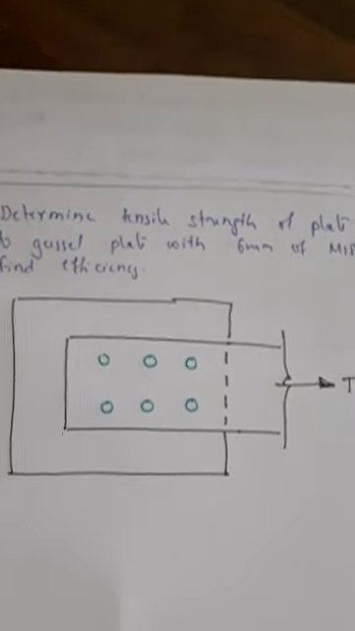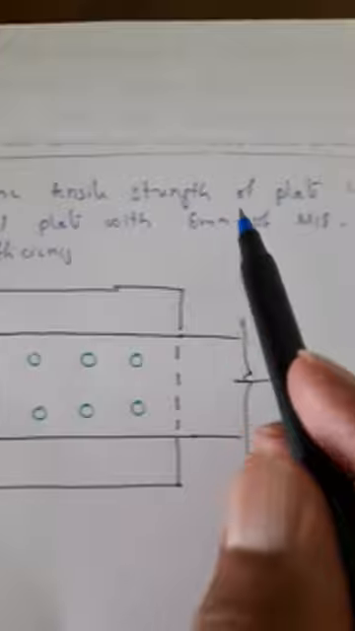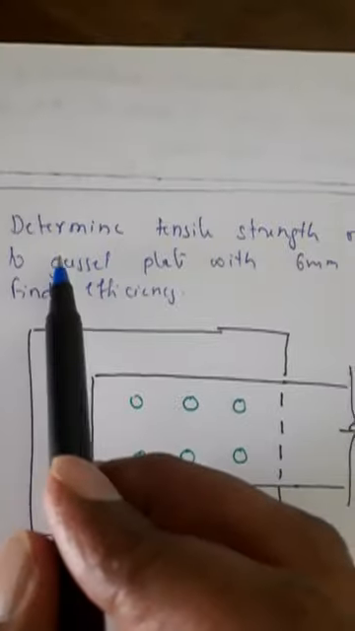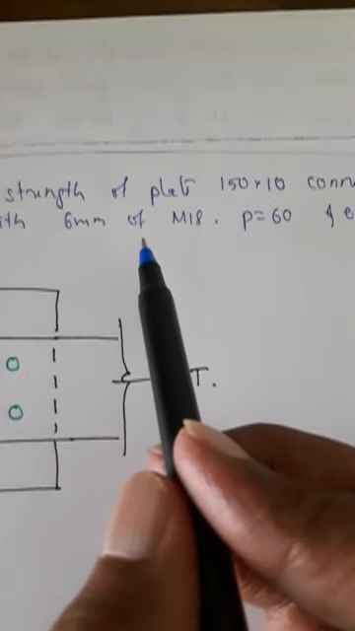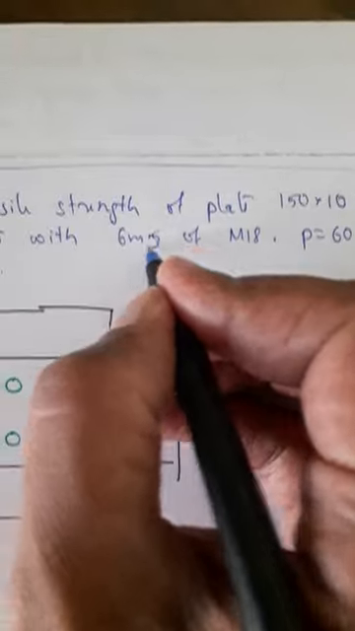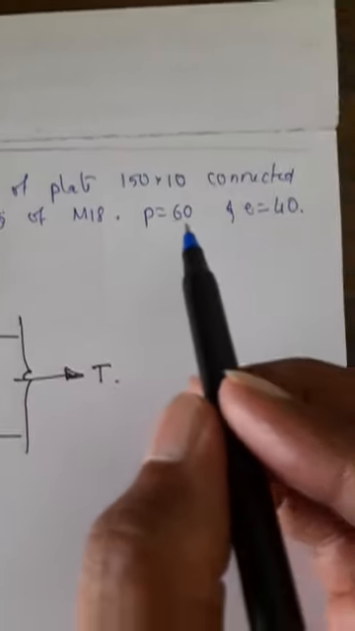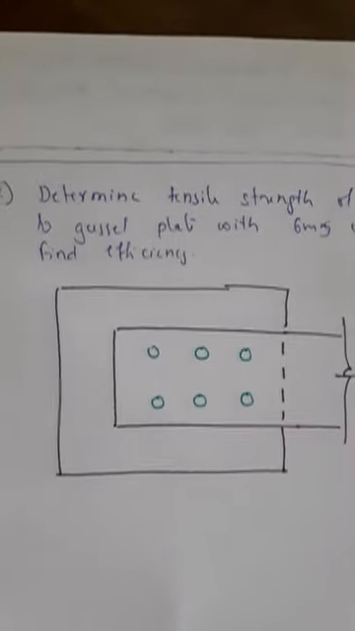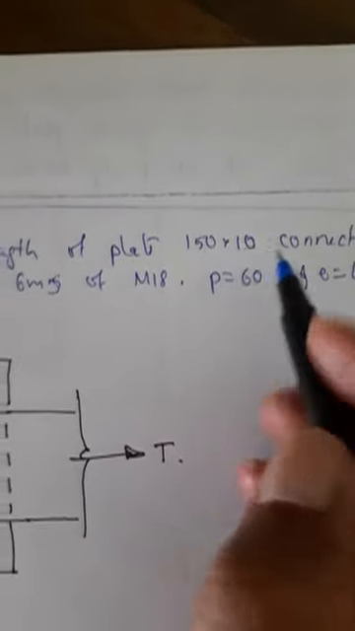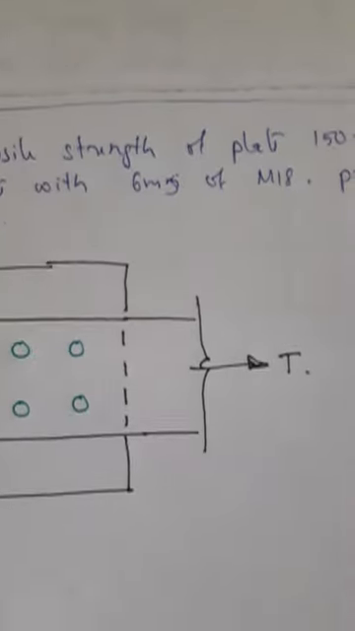So today we'll take up an example on a flat plate. Determine the tensile strength of the plate 150 by 10 connected to the gusset plate with 6 mm with 6 numbers of M18 bolts. Pitch is given as 60, edge as 40. Find the efficiency. So when 150 by 10 is given, it means this dimension is 150 mm.